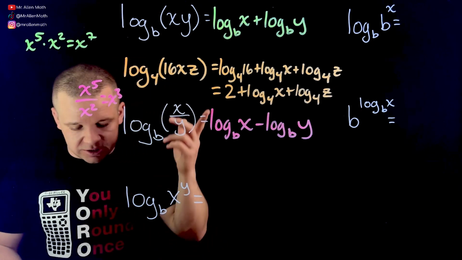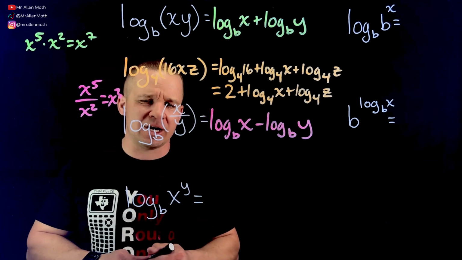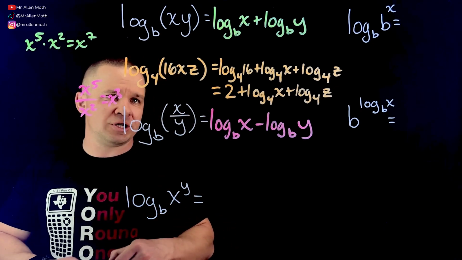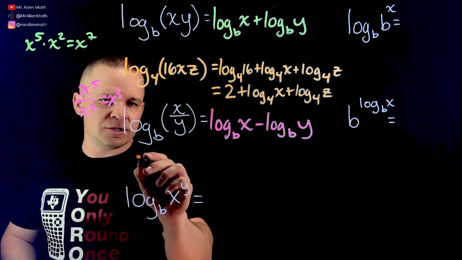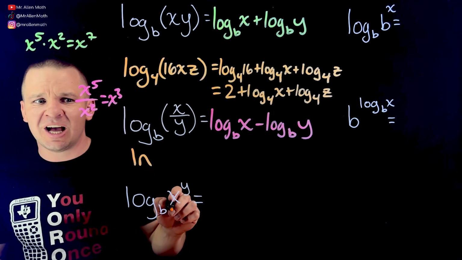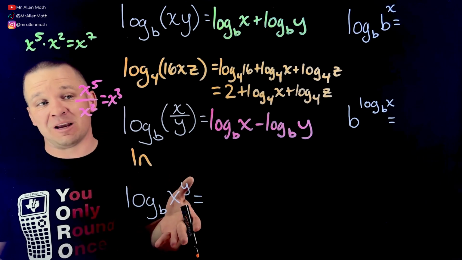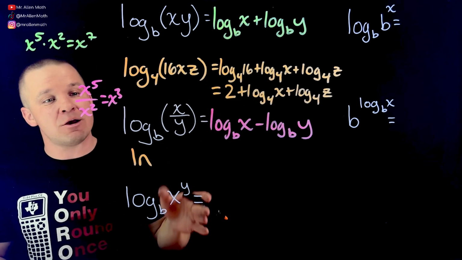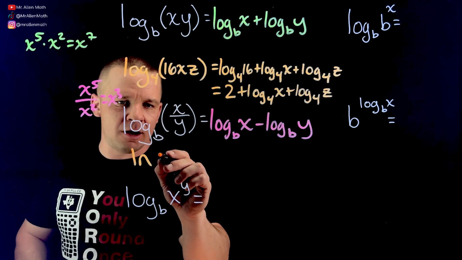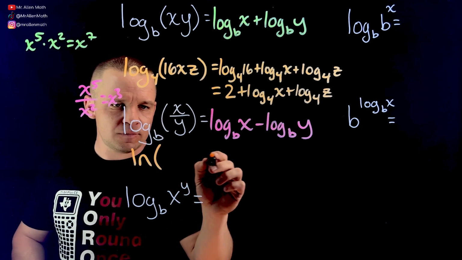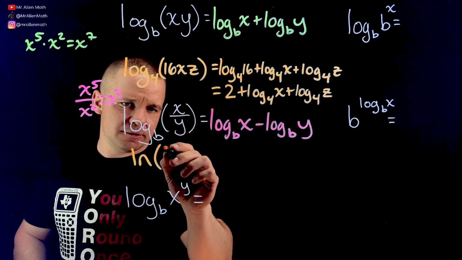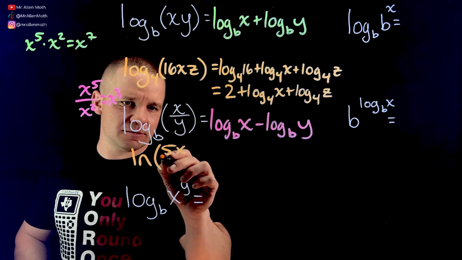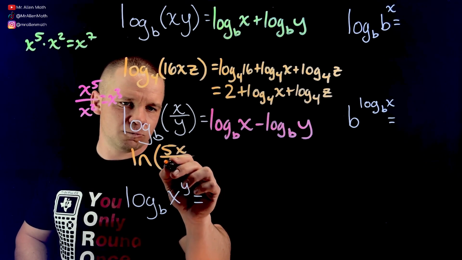Let's do an example here. I'll do it in orange again, so all of our examples will be orange. Let's do natural log. Natural log follows the same properties: log base 4, log base 2, log base 8, log base e, which is natural log. I'll do, how about, 5x over yz.